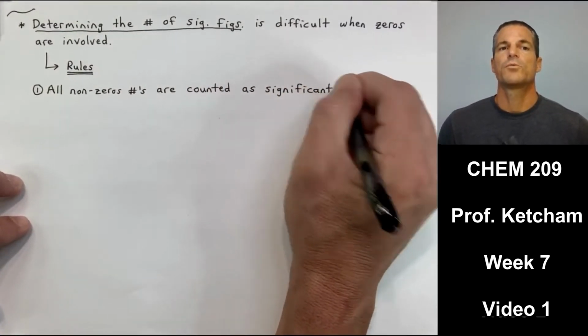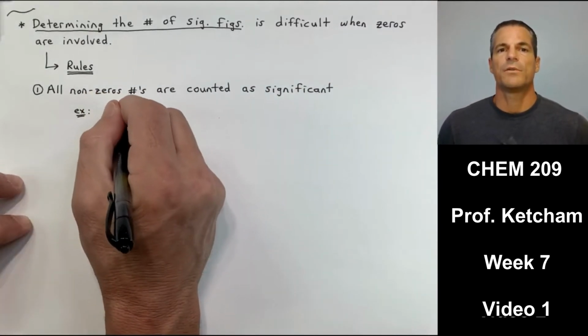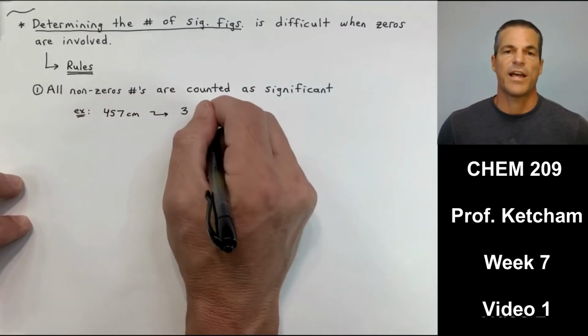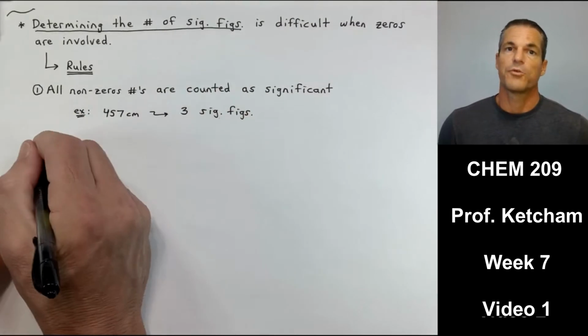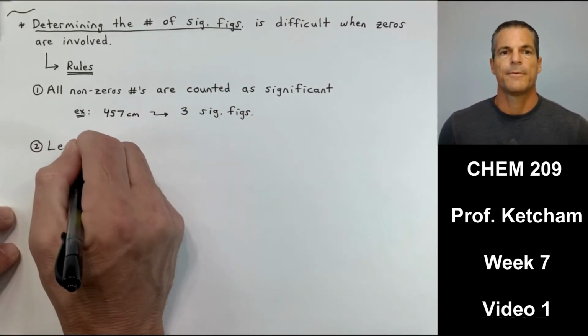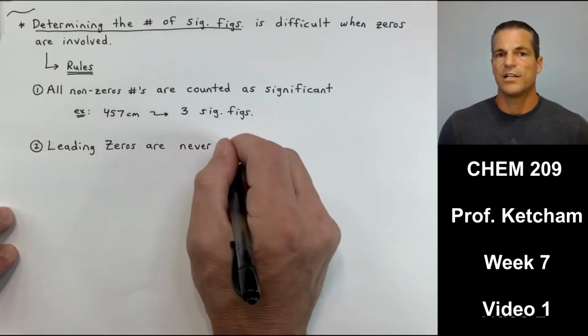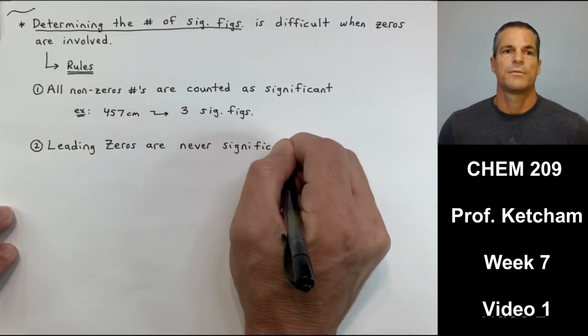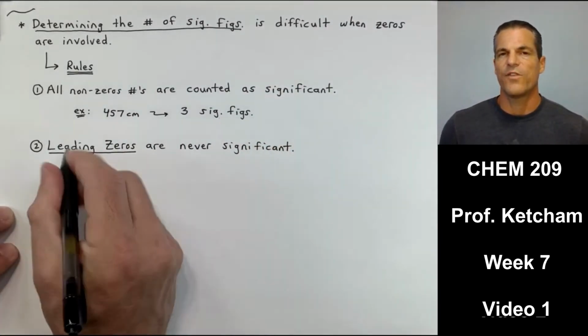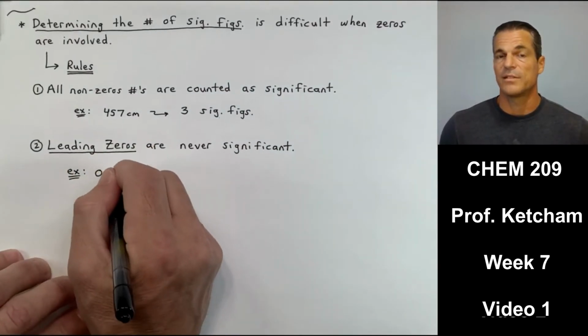So, first rule, all non-zero numbers are counted as significant. We've seen that actually 3 times on the previous page, I believe. So, for example, 457 centimeters, that's clearly 3 significant figures. So number 1 is a rule that is fairly straightforward and it's common sense.